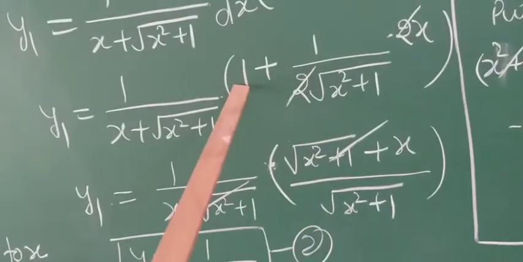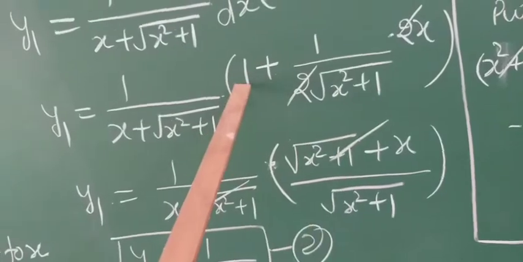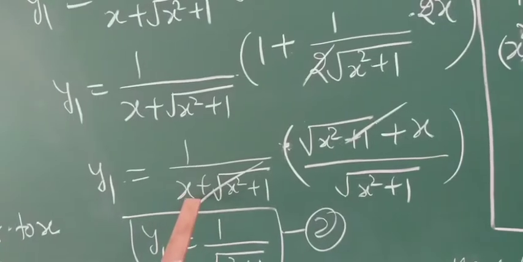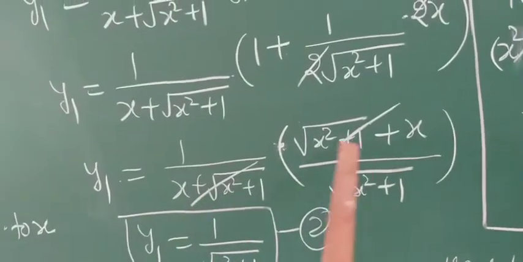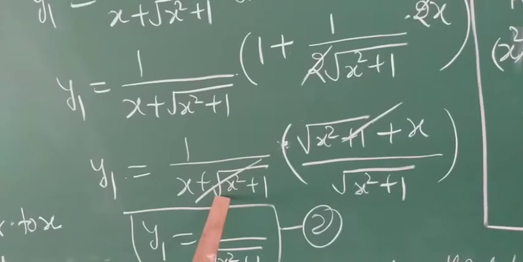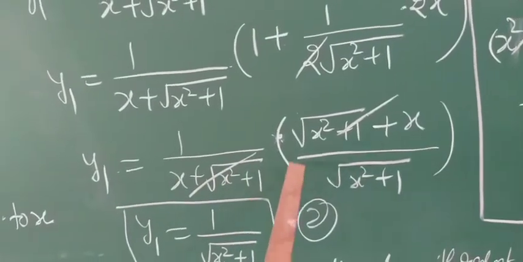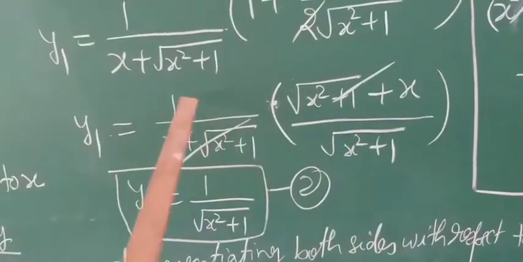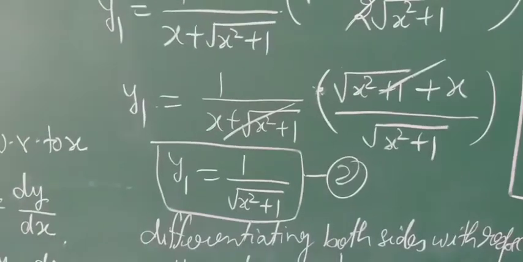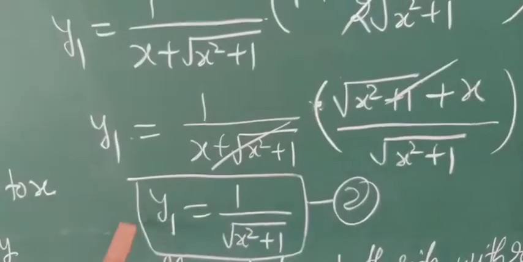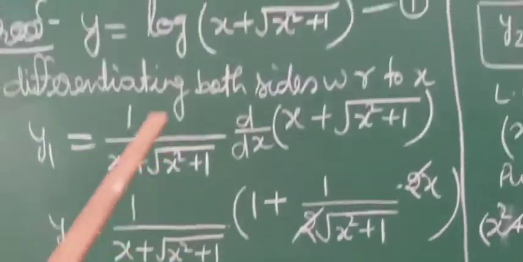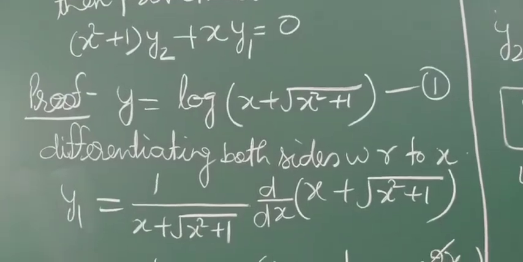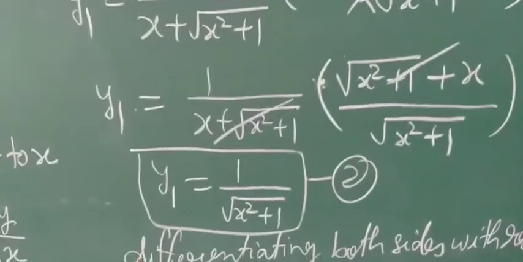y1 equals 1 upon (x plus root x square plus 1). We can take LCM here, student: (root x square plus 1 plus x) upon root x square plus 1. So now you can see, students, the denominator and numerator are both the same here, so both will be cancelled. x plus root x square plus 1 cancels with x plus root x square plus 1. y1 equals 1 upon root x square plus 1. So this is the first order derivative. Now students, we cannot put any value from equation 1 as we did earlier.